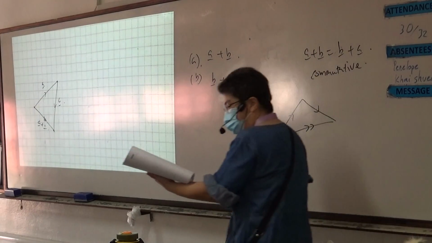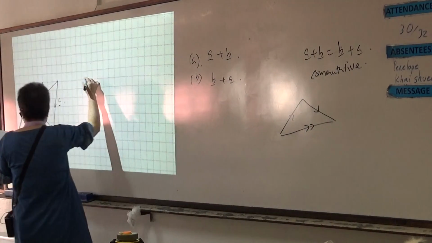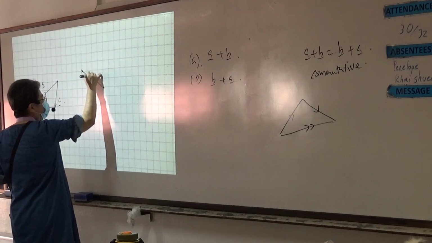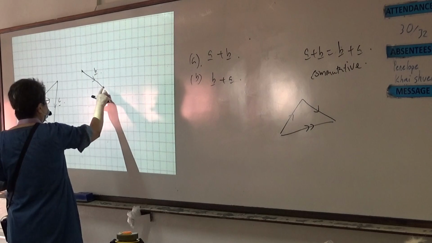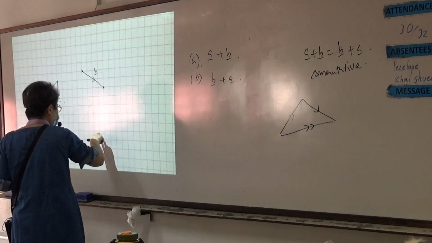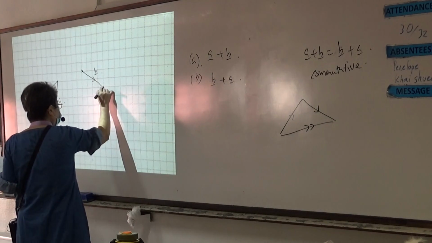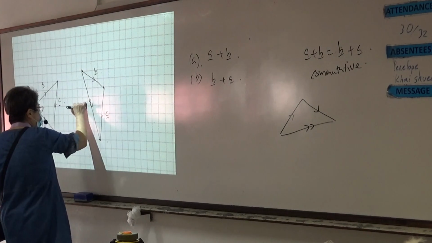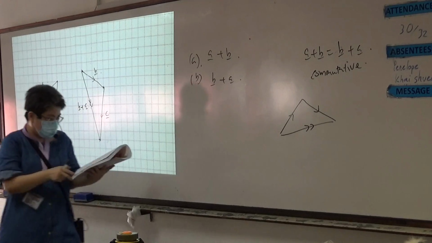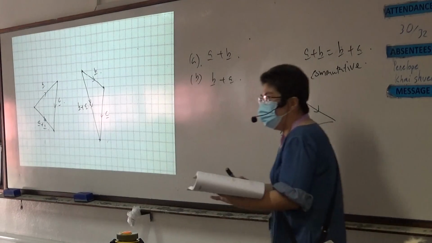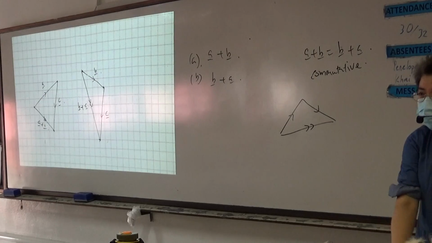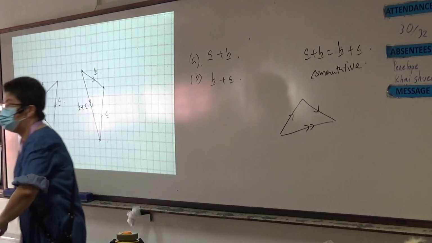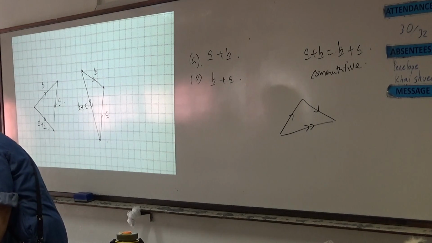Okay, next one. B plus C. You must write this way. So, can you get all these answers? Are you able to get all these answers? Now, some people don't get it, you know why? They count wrongly, that's the problem. Everybody okay?